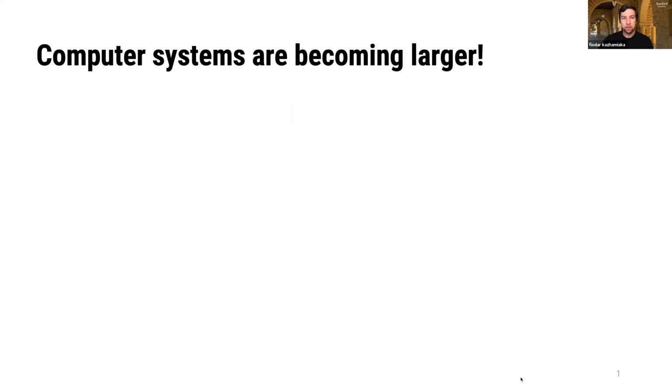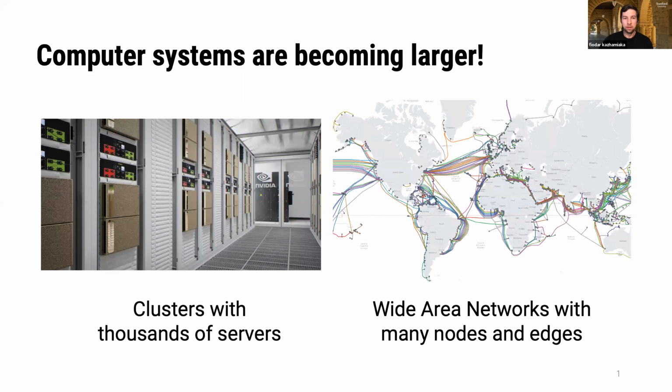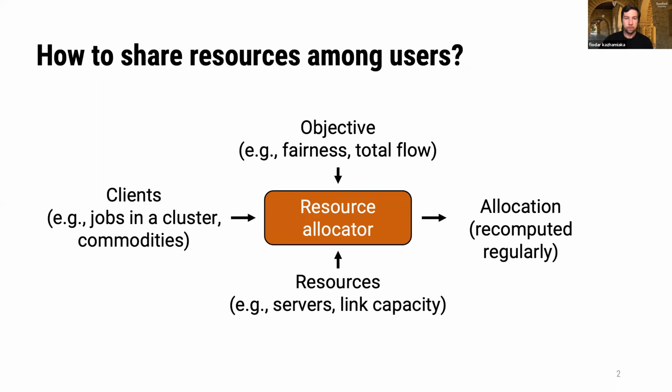So as everyone knows, computer systems are becoming larger and more complex. We see modern clusters with thousands to tens of thousands of workers. Another example is wide area networks, which are growing and have many nodes and edges. As these systems become larger and more expensive to maintain, it has become essential to share them among many users or clients to amortize costs. As a result, the way resources in these systems are allocated among users has become increasingly important.